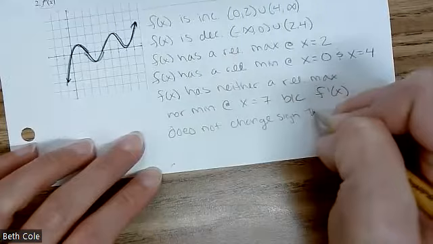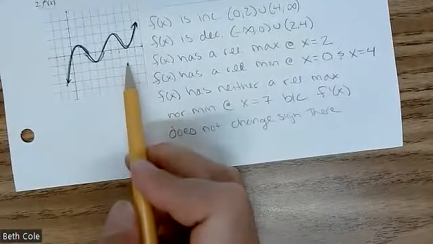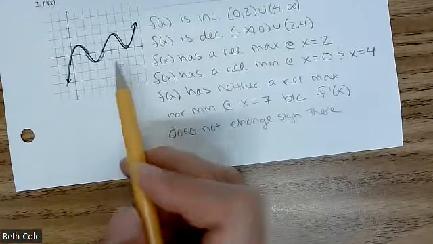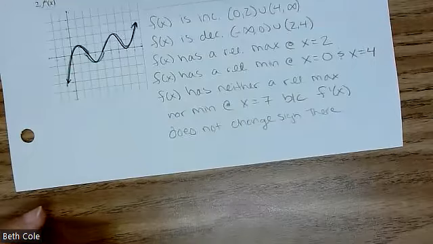Only because here it would be "remains positive," but what if it was below? Then it would be "remains negative." So I usually just go with "does not change sign" there, and that covers all the time.